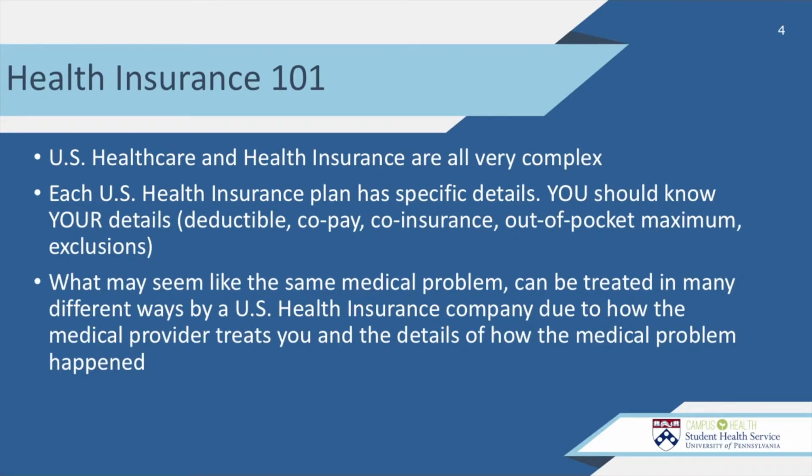Other important aspects to know about health insurance is that United States healthcare and health insurance are both very complex. Also, each health insurance plan has specific details and numbers for it, so even though you and a friend may use the same insurance company, the actual coverage and plan details may be very different. Later on in this presentation, we will go over what types of details to look for in your plan. Next, what may seem like the same medical problem may be treated in many different ways by a United States health insurance company due to how the medical provider treats the patient and the exact details of how the medical problem happened. We will go more into this later.